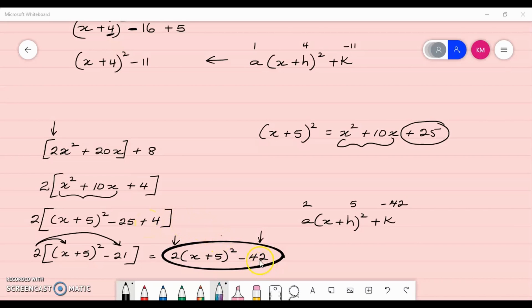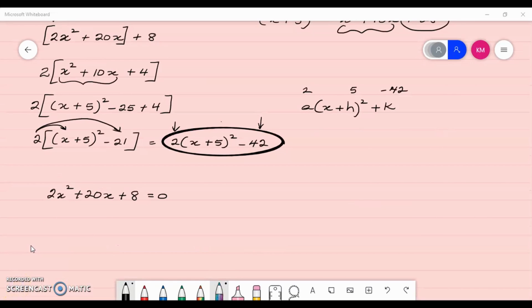Now, how can we use this to solve a quadratic equation? So let's take this same expression and turn it into an equation. So I have 2x squared plus 20x plus 8 equals 0. And we have completed the square, so we know that this is actually equal to 2 multiplied by x plus 5 squared, take away 42. And we can now put this equal to 0. Now you can see it is easy to solve.